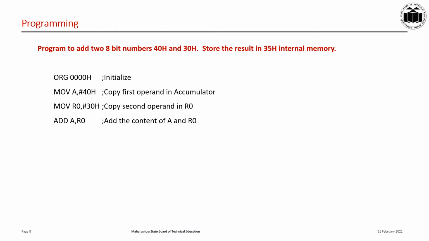This will add content of R0 with the content of accumulator. After addition, the result will be stored in memory location 35H by using instruction MOV 35H, A. END.